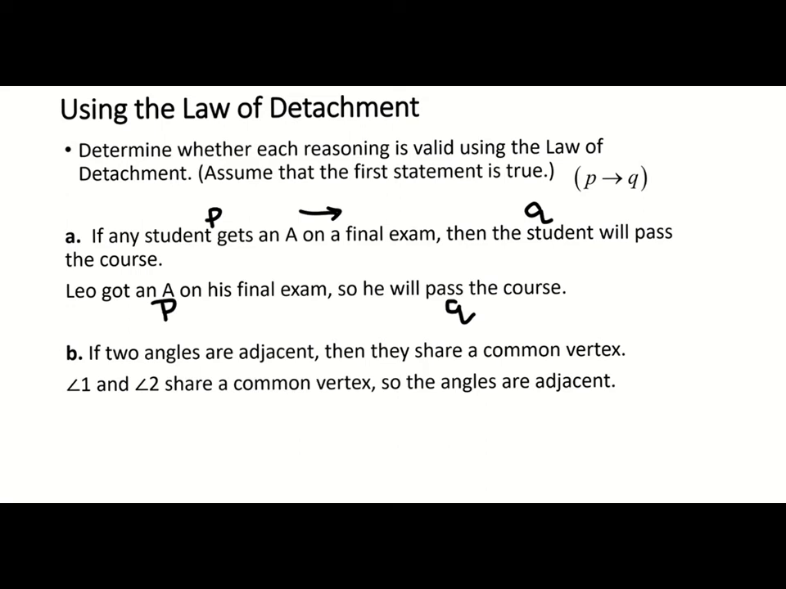All right, let's take a look at B. If two angles are adjacent, then they share a common vertex. So here is our P, and here's our Q for this statement.